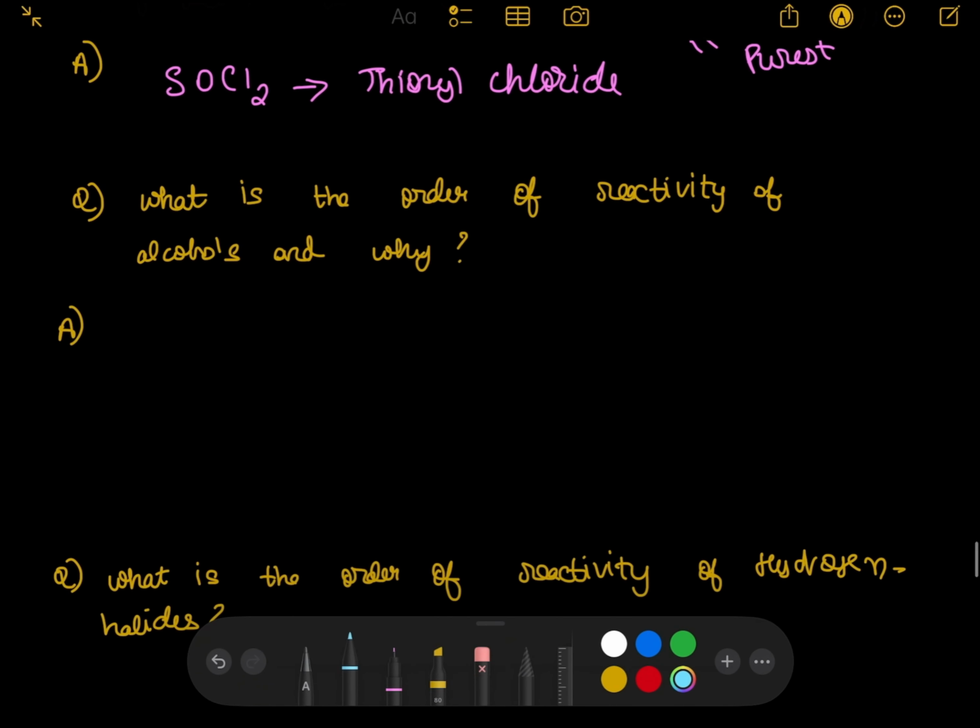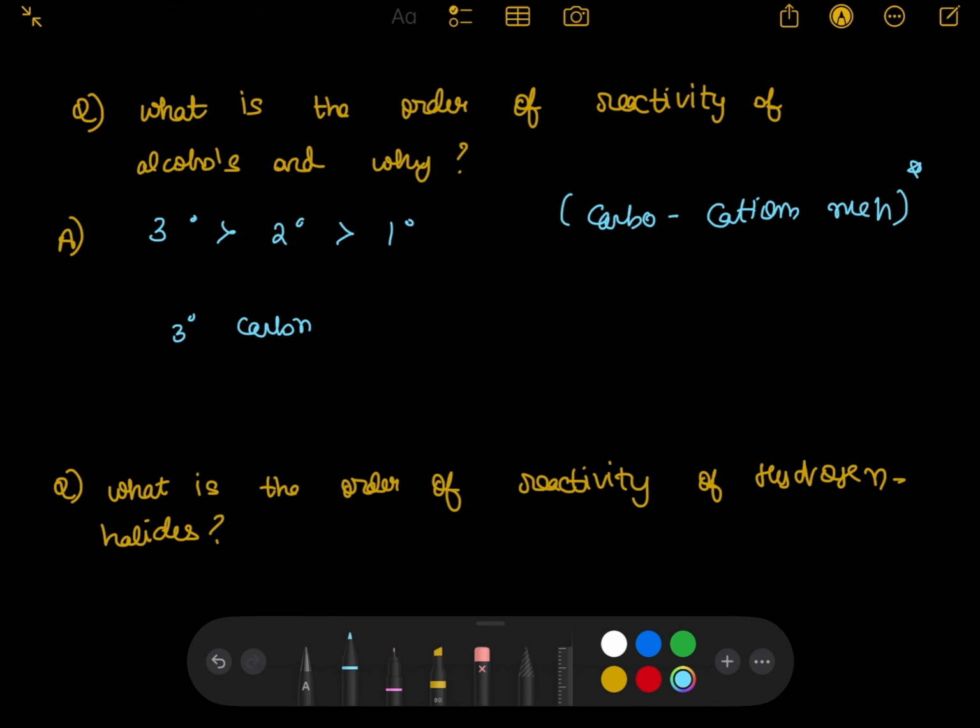Now, what is the order of reactivity of alcohols and why? It is tertiary, then secondary, then primary. Why? Because these reactions follow the carbocation mechanism. I'll explain the carbocation mechanism properly in the SN1 reaction. The tertiary carbocation is very stable, so the reaction moves faster at the tertiary carbon. That's why you have tertiary, then secondary, then primary.